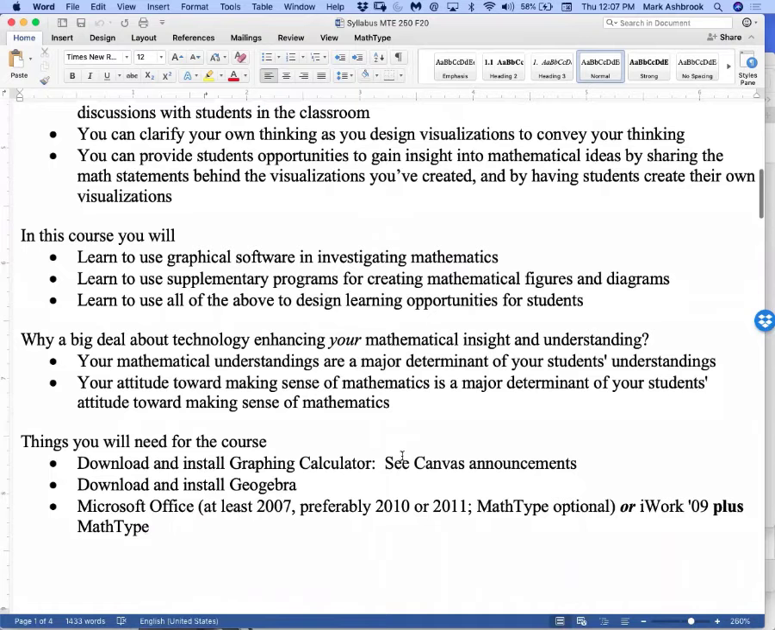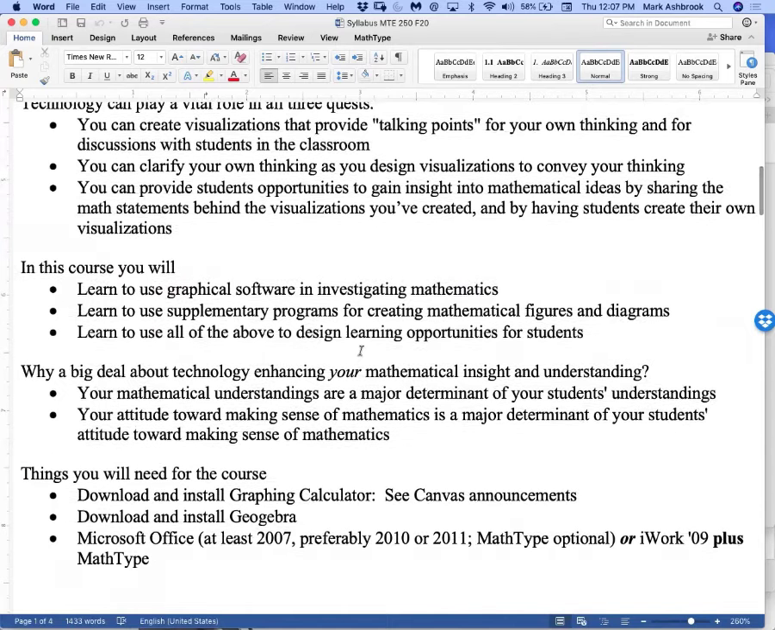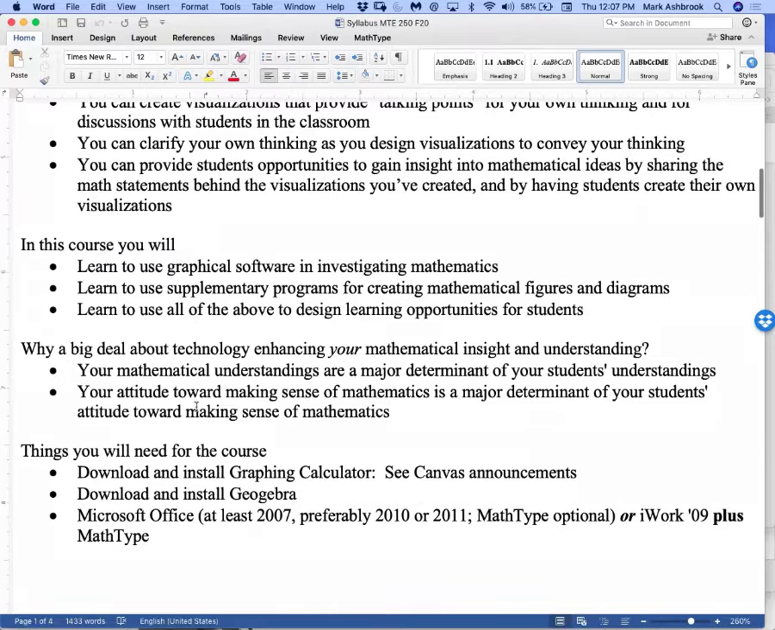Okay, so here's an important thing. Why a big deal about technology enhancing, about it being for you, right? Isn't this supposed to be a math ed course where there's a lot about you gaining understanding and developing understanding? So what's the big deal about that? Your mathematical understandings are a major determinant of your students' understandings, okay? And your attitude towards making sense of the mathematics is a major determinant of your students' attitudes.